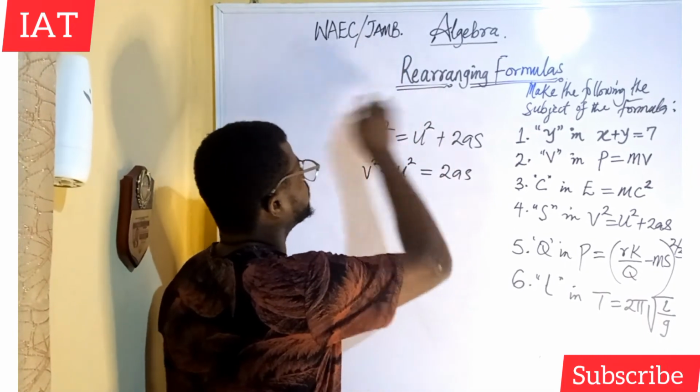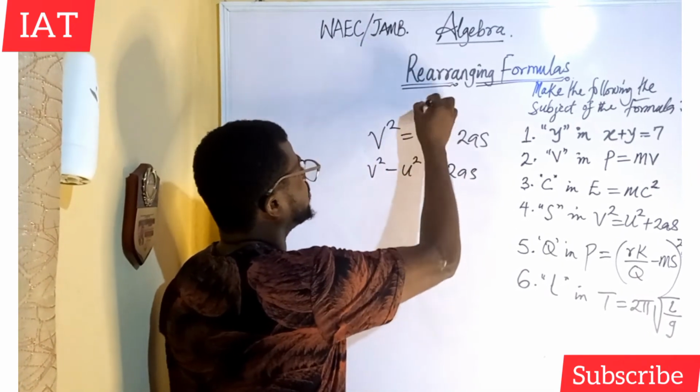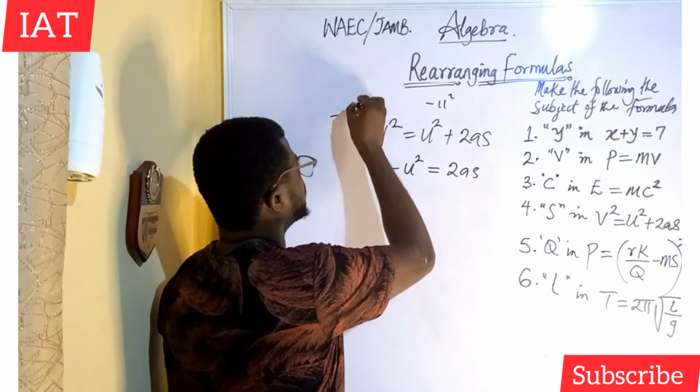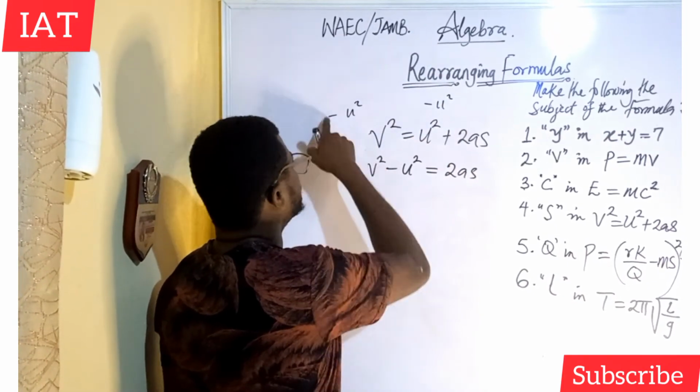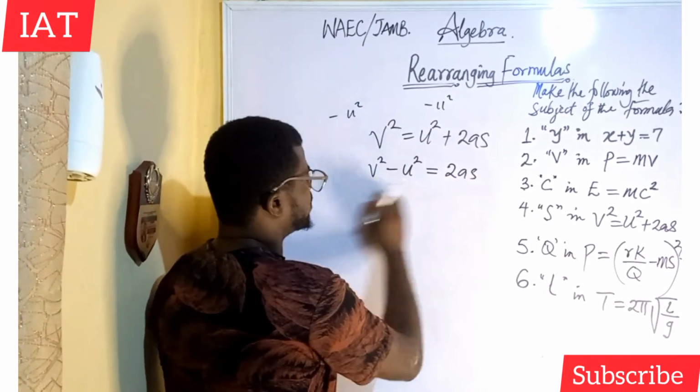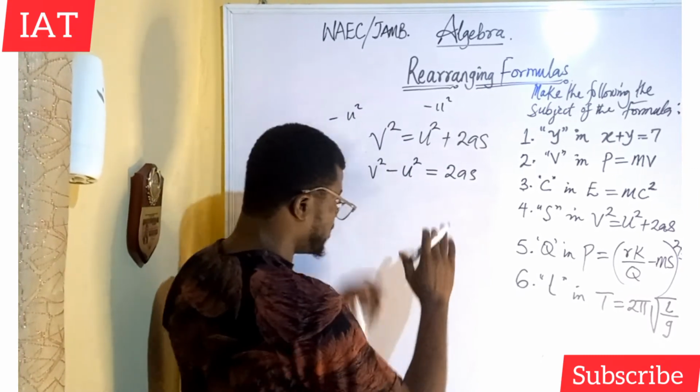Alternatively, you can subtract both sides of the equation by u squared. So this and this will cancel. This will be v squared minus u squared. You can still get this. All right, just keeping things simple.